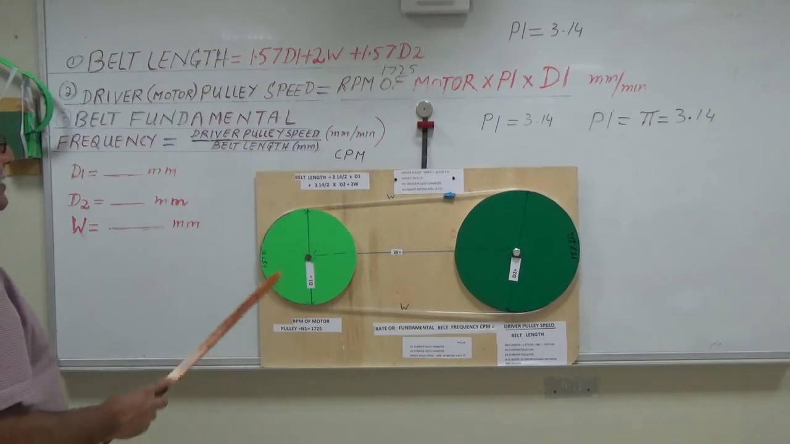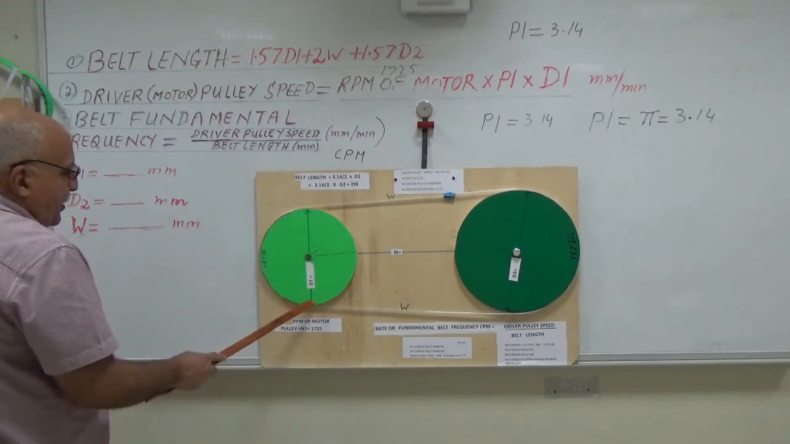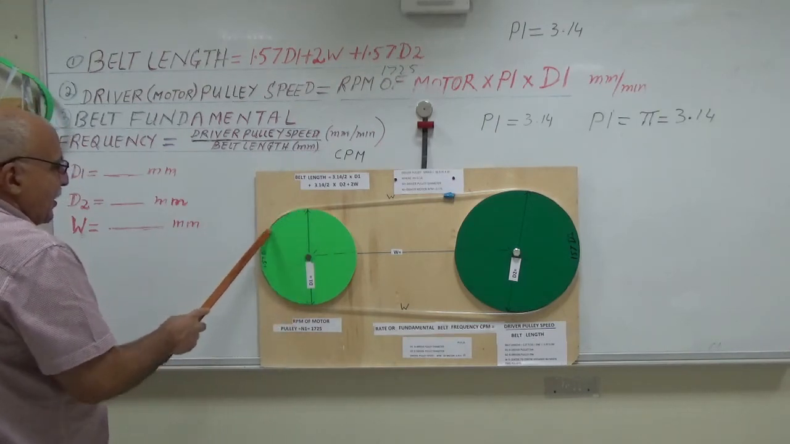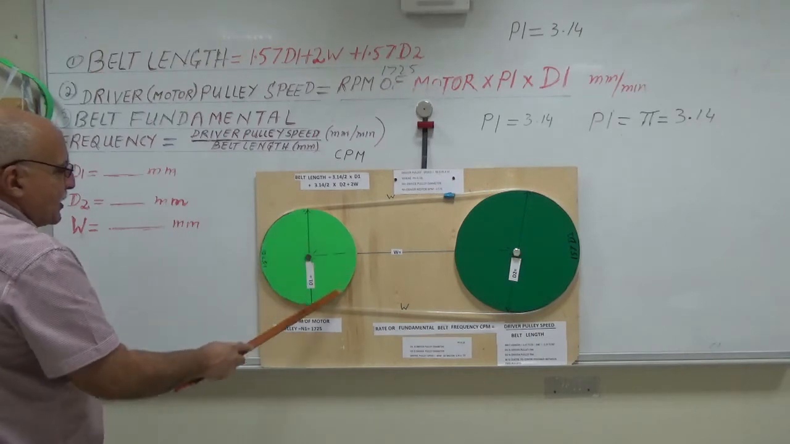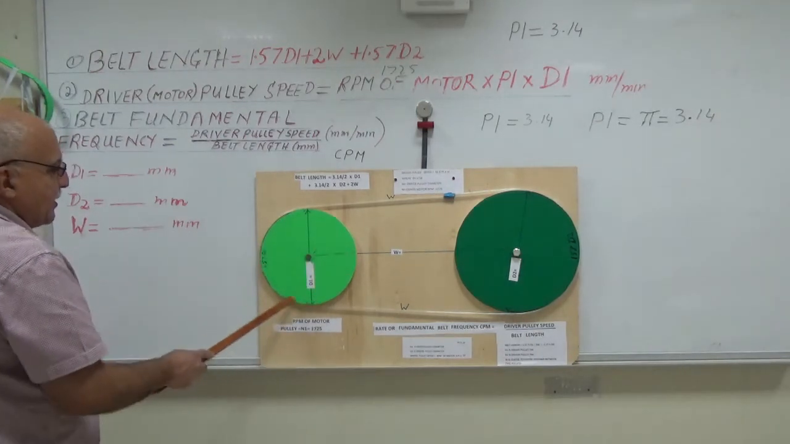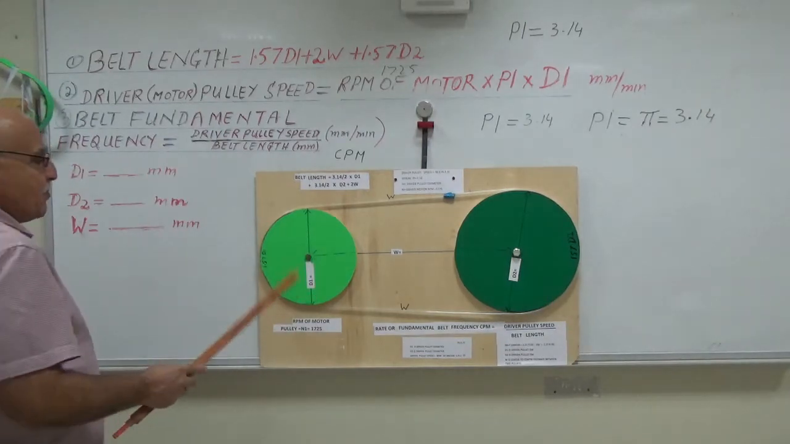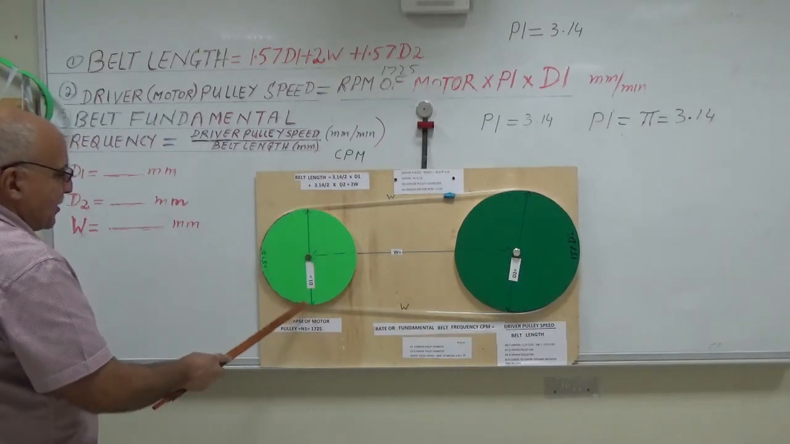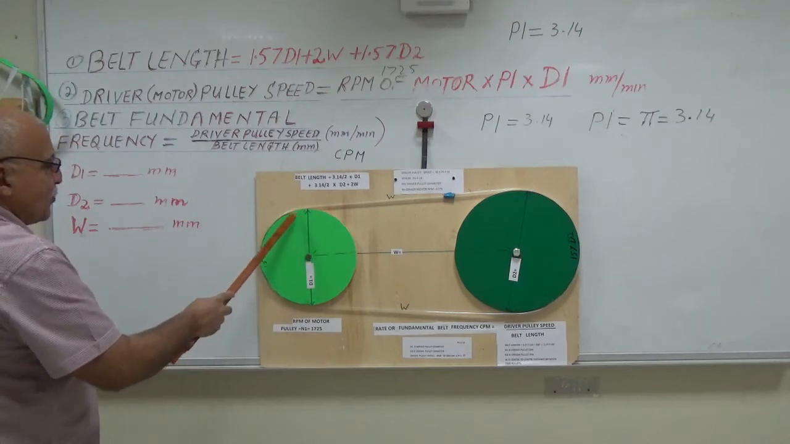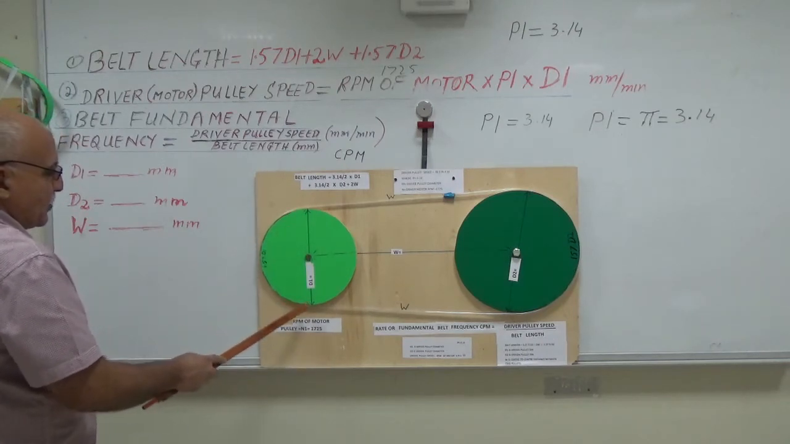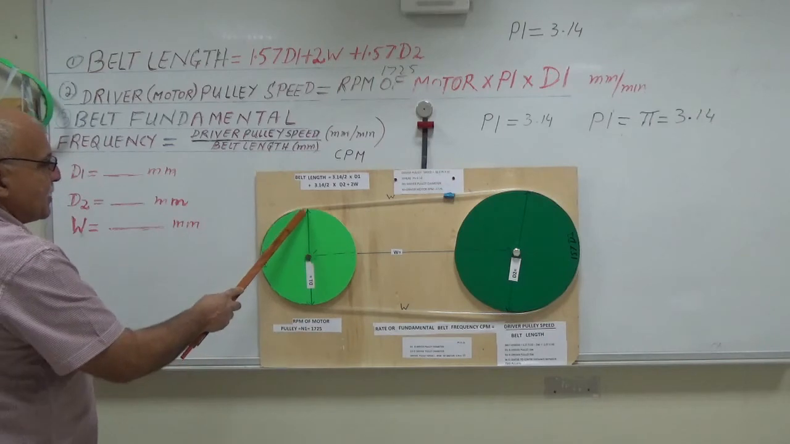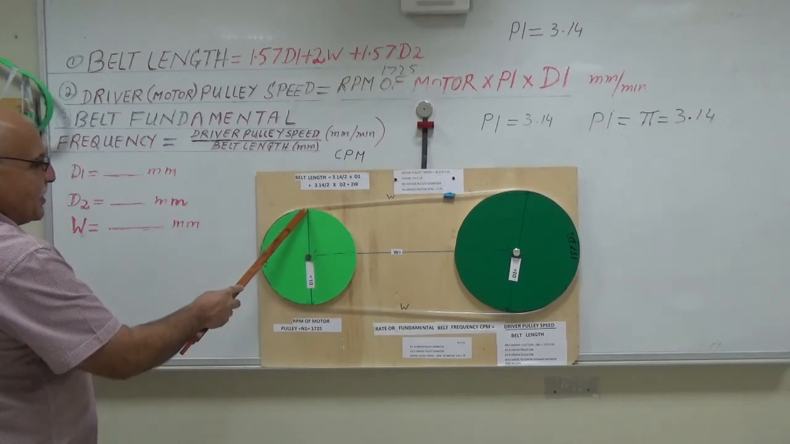Now belt length will be equal to this distance. This total distance is pi d1. So if we divide pi d1 by 2, we will get this distance. Pi d1 over 2 is 1.57 d1. So from here to here is 1.57 d1.